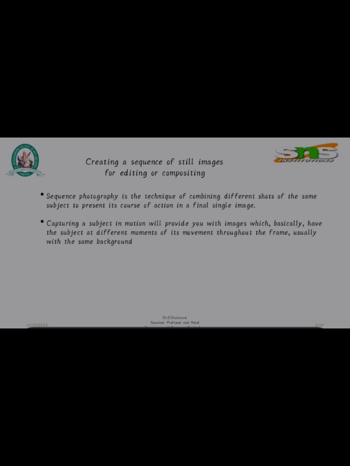Sequence photography is the technique of combining different shots of the same subject to present its course of action in a single image. Capturing a subject in motion will produce an image with the subject at different moments throughout the frame. Usually it comes with the same background.